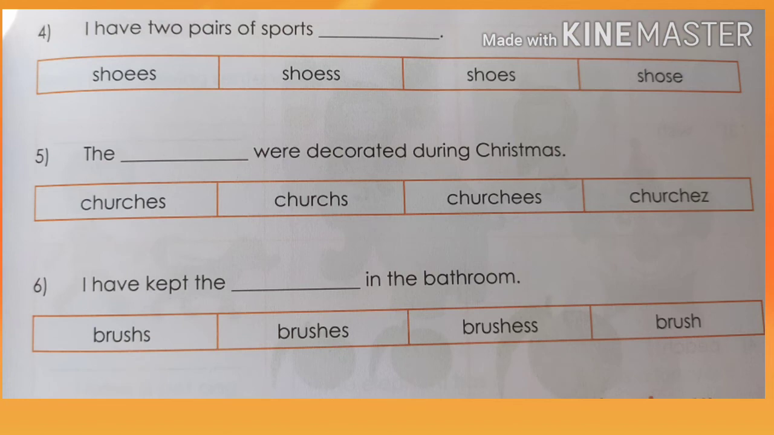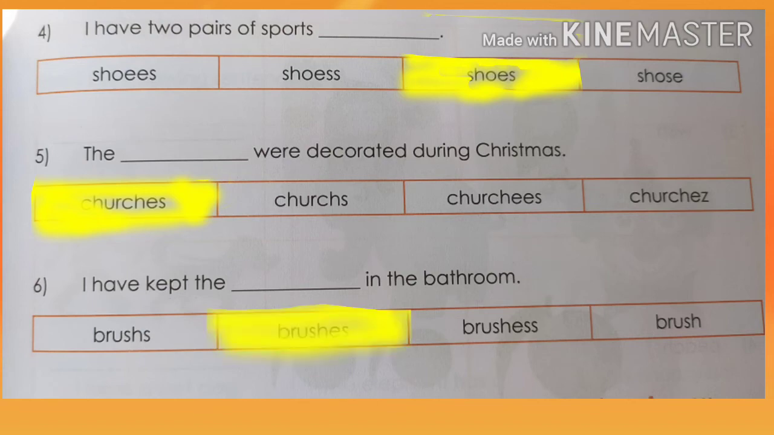Then the fourth sentence is I have two pairs of sports shoes. So we have to color the shoes. Then the fifth sentence is the churches were decorated during Christmas. So we have to color the churches. Then the next sentence is I have kept the brushes in the bathroom. So we have to color the brushes.